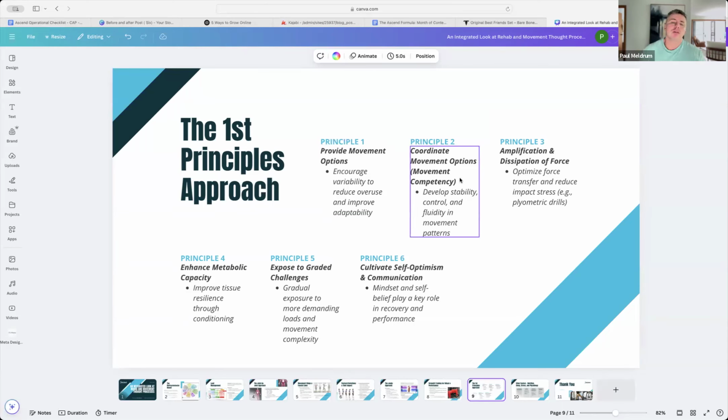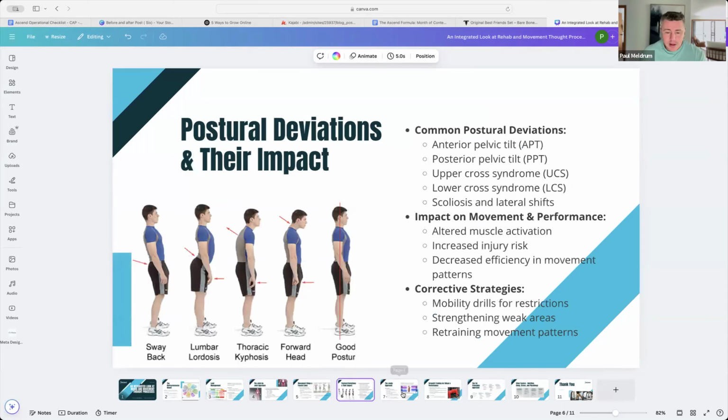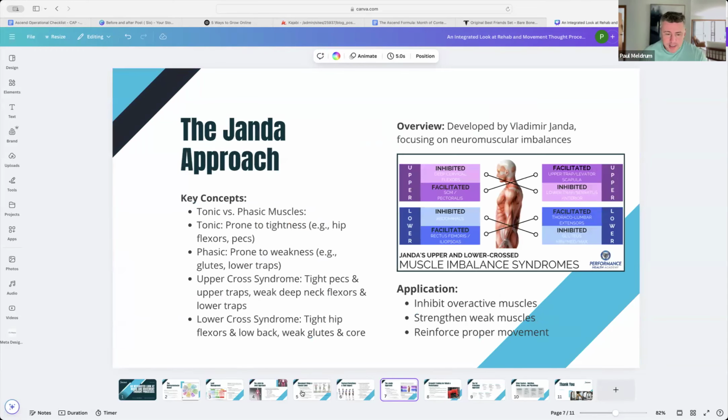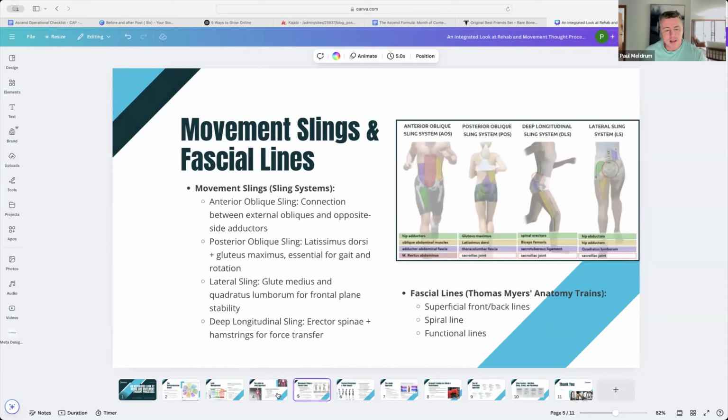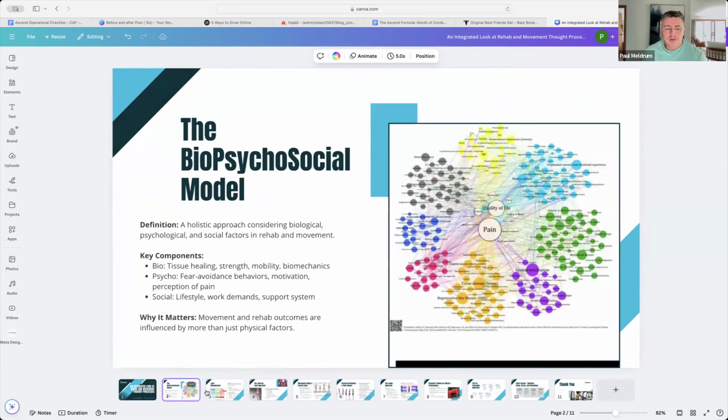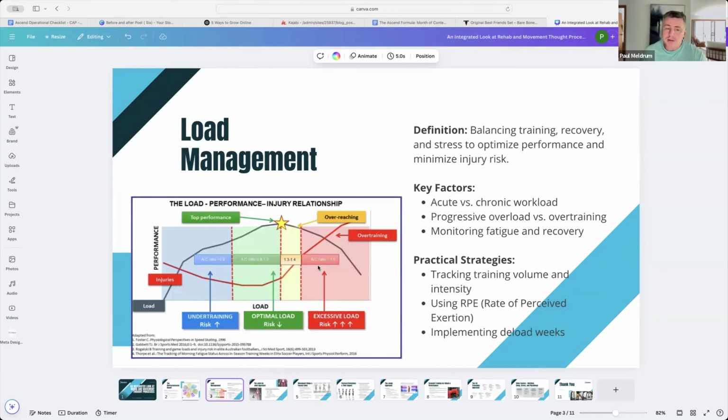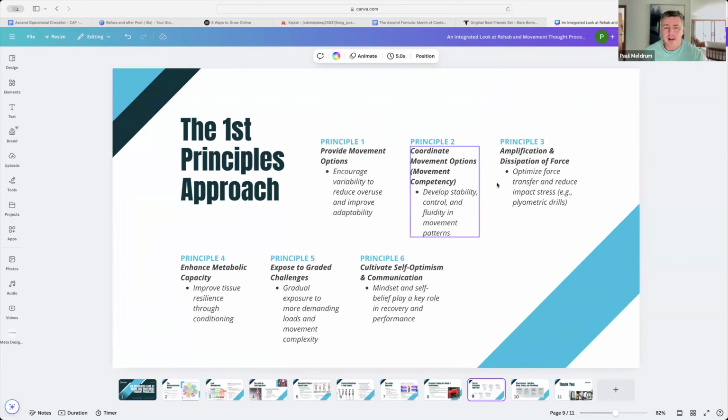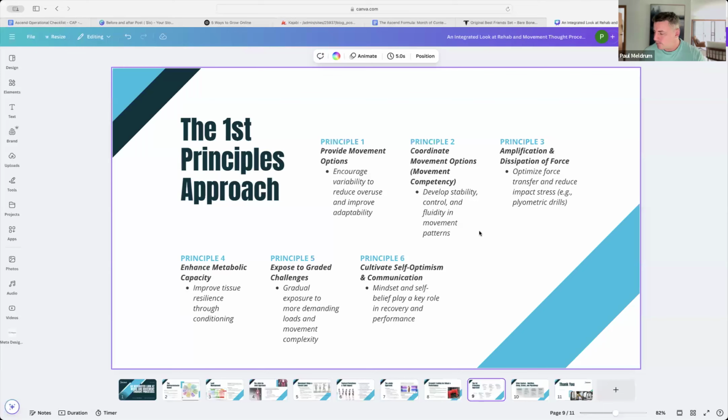Principle 2, coordinate movement options, i.e. movement competency: develop stability, control and fluidity in movement patterns. This is assessing their movement links and fascial lines, assessing joint by joint, to then make sure you shift the load into the tissues that you need to have it in. So again, for example, today I helped someone at the gym with the belt squat. They were shifting their hips back really far and they were feeling it in their lumbar spine.